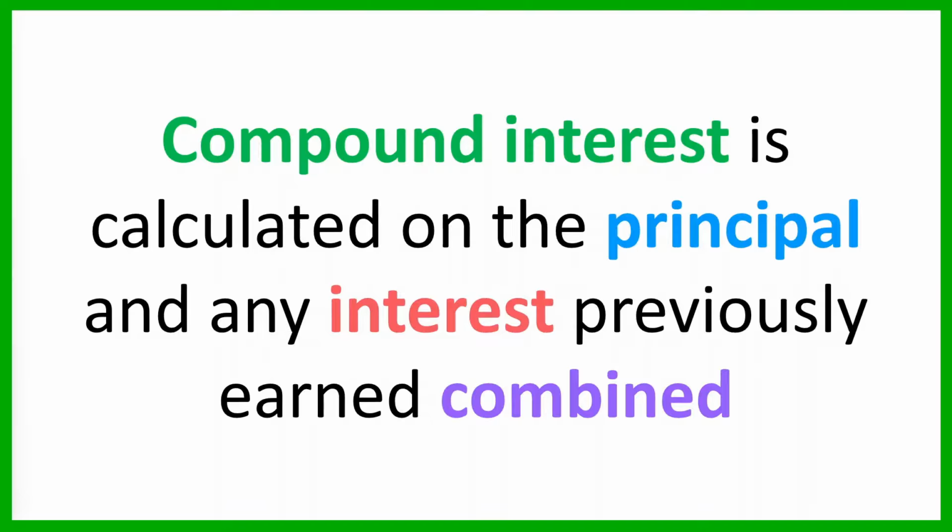Compound interest grows much faster than simple interest because simple interest is only calculated on the principal amount and it's the same every single year. But compound interest is calculated as interest on the interest as well as the principal amount. In real life, compound interest is used much more commonly than simple interest.